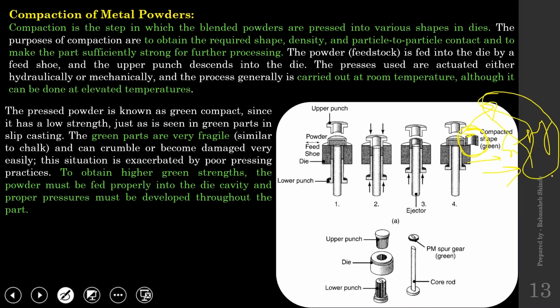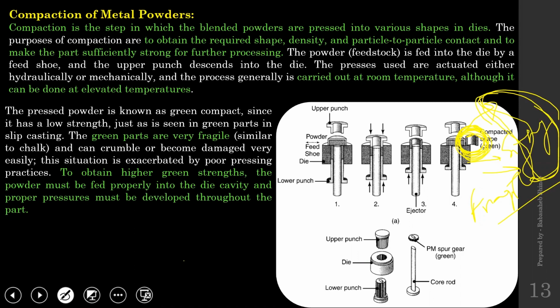And while doing all these processings, as this is a green shape, it is very much fragile, that can easily break. So maximum care has to be taken, because this is a fragile one. But still, if you want to have maximum possible strength associated with this product, or if you want to make it strong enough so that you can transfer it from one location to another without worrying of the breakage or damage to the product, that you can do by increasing compacting pressure.